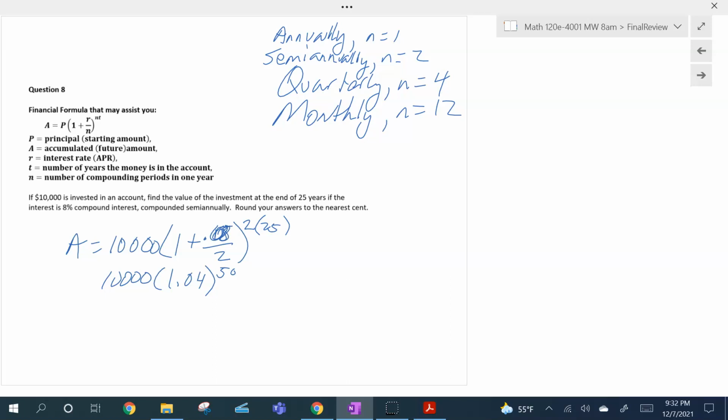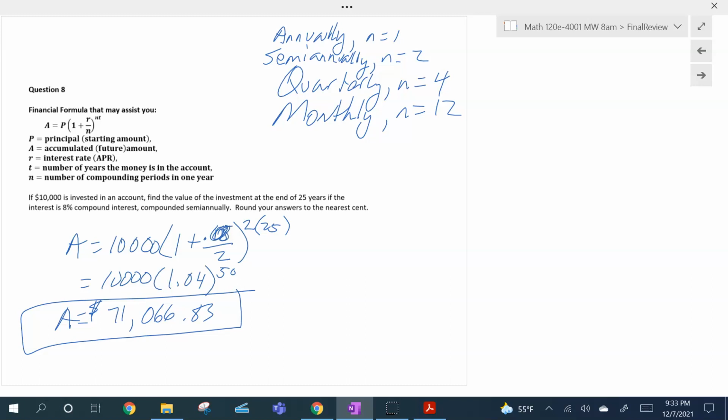To the 50th, that gives you 7.106683346. Then multiplied by the 10,000, and we get 71,066.83. That's how much we have at the end, right?